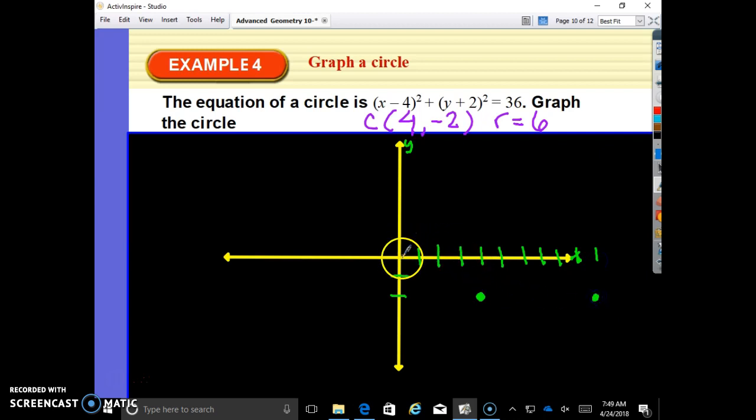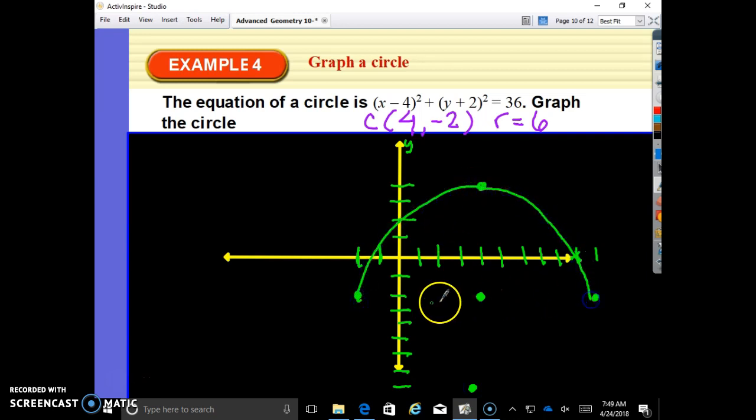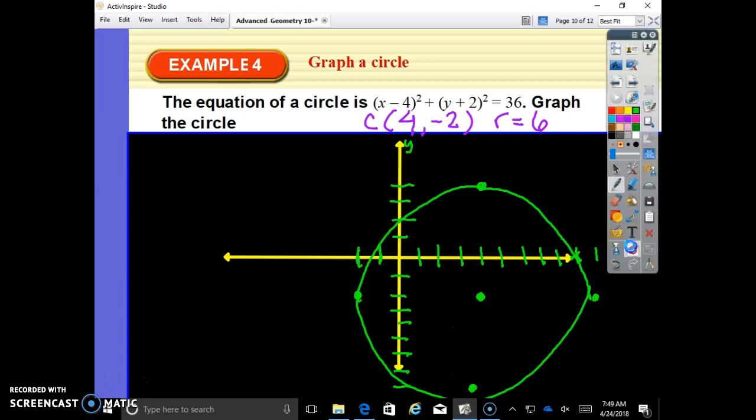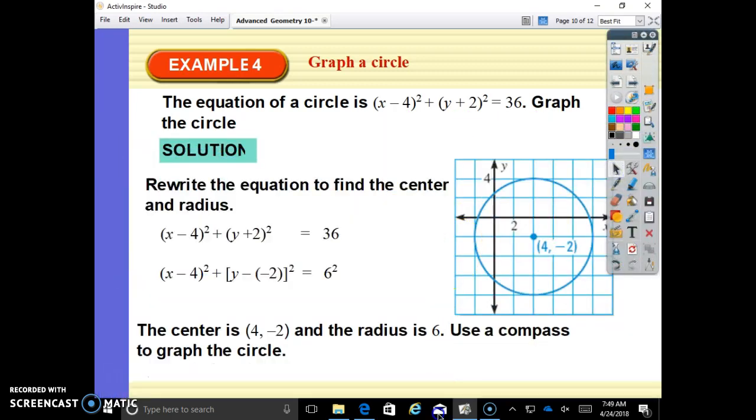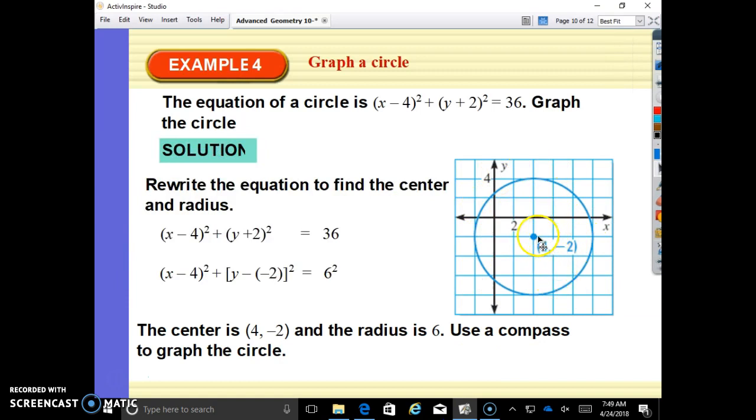Then I count 6 in each of the other directions too. Connect the dots. And if you drew properly, it would look right. So let's look over here. And there you go. They went by 2s.